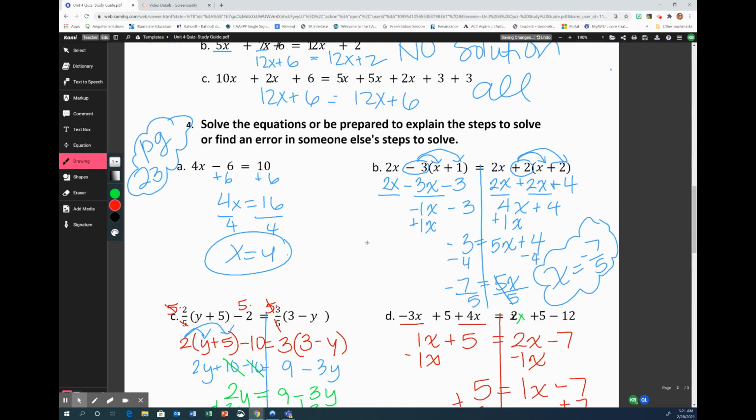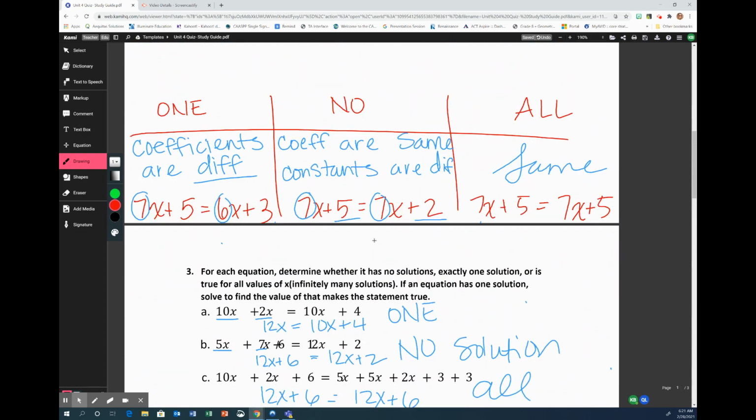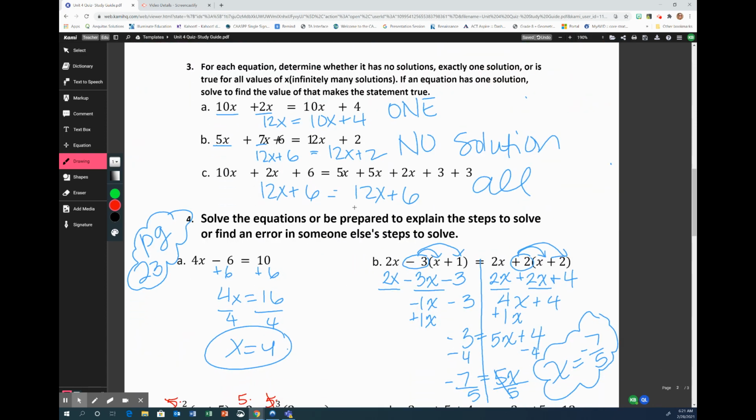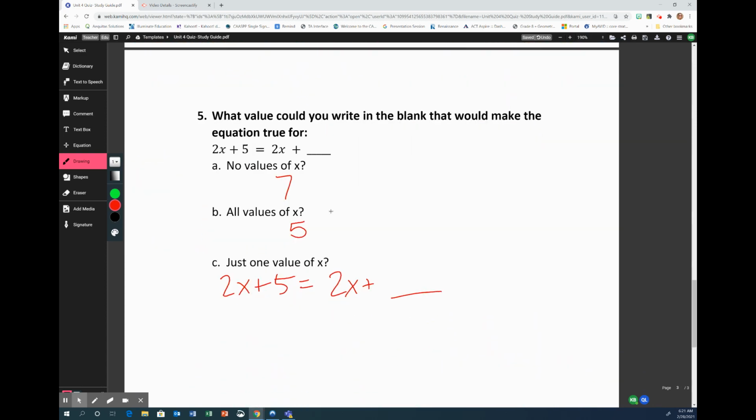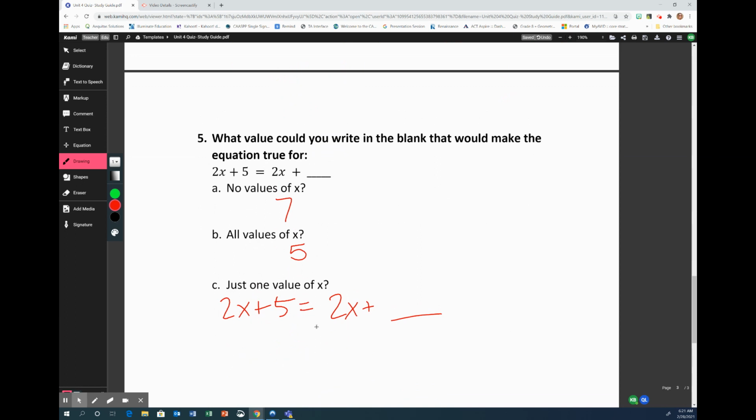One value is coefficients are different. So I need to change the coefficient of the variable term. Well, it's already 2x on both sides, so it's the same. The only way to change it is to add something that will combine with it. So any variable term that has the same variable will combine with it. So now my coefficients are different. So 3x would work, 7x would work, 100x would work, 12x would work. Any variable, any coefficient with the variable.